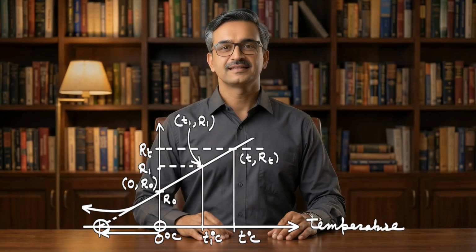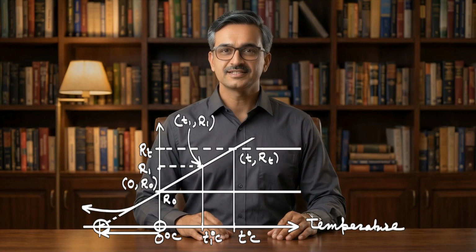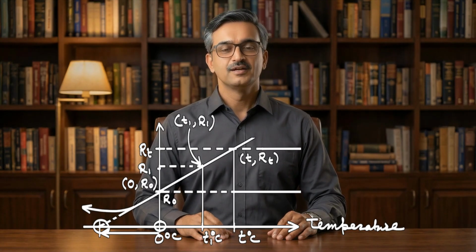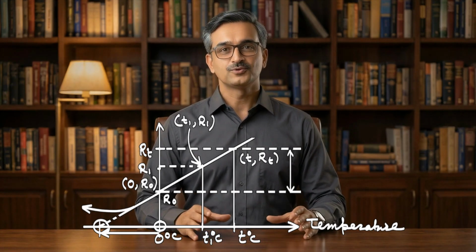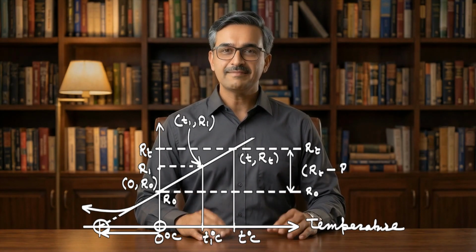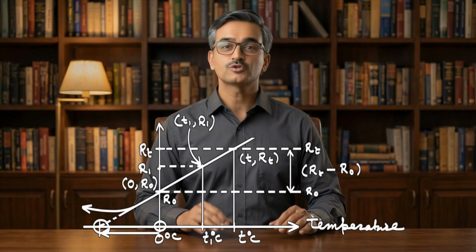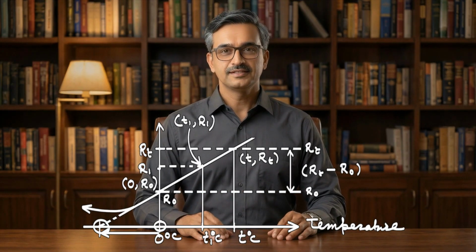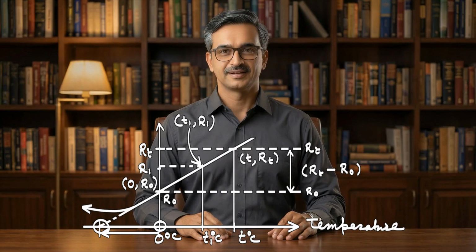Now we shall discuss the temperature coefficient of resistance. Suppose the temperature changes from 0 degree centigrade to T degree centigrade. From the graph, we can see that the resistance changes from R0 to RT. So the change in resistance is RT minus R0. Now obviously this change in resistance depends on two things: the initial resistance at 0 degree centigrade and the rise in temperature. Let us understand this with a simple example.